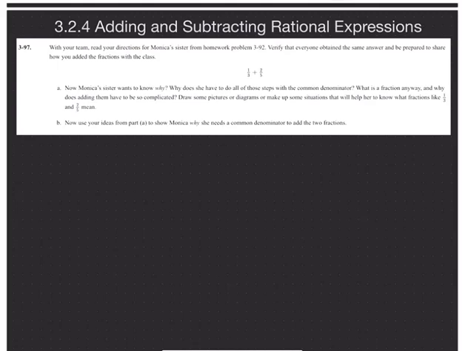For B, now use your idea from part A to show Monica why she needs a common denominator to add the two fractions. So when you are first introduced to fractions, they would draw out rectangles, and then you would make them evenly spaced and fill stuff in, which is exactly what we're going to do. So we're going to start off with this 1/3.